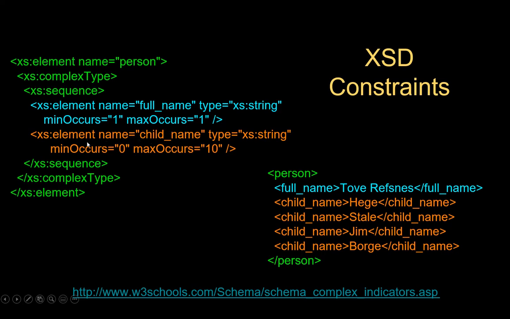The other element that we have is child name, which is going to be the same as full name, which is string. The min occur is 0, the max occur is 10. So here it means that we can have up to 10 child names mentioned under the full name that we have. In this case we have 4. We could go up to 10. So in this case also the schema is validated, and this file is good.